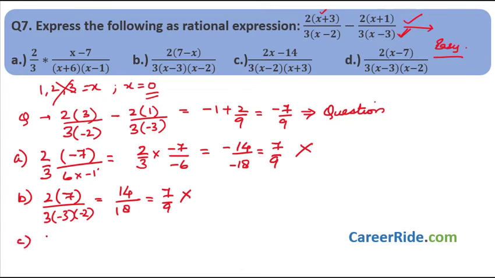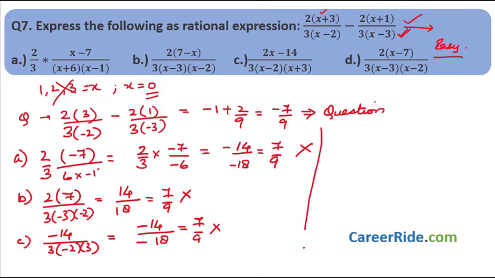What happens in case of C? C, it becomes minus 14 because I have taken x to be 0. So it becomes minus 14 divided by 3 into minus 2 and plus 3. So this gives me minus 14 upon minus 18 again. This is again 7 upon 9, not my option because I'm looking for minus 7 upon 9. So let me check out the option D.